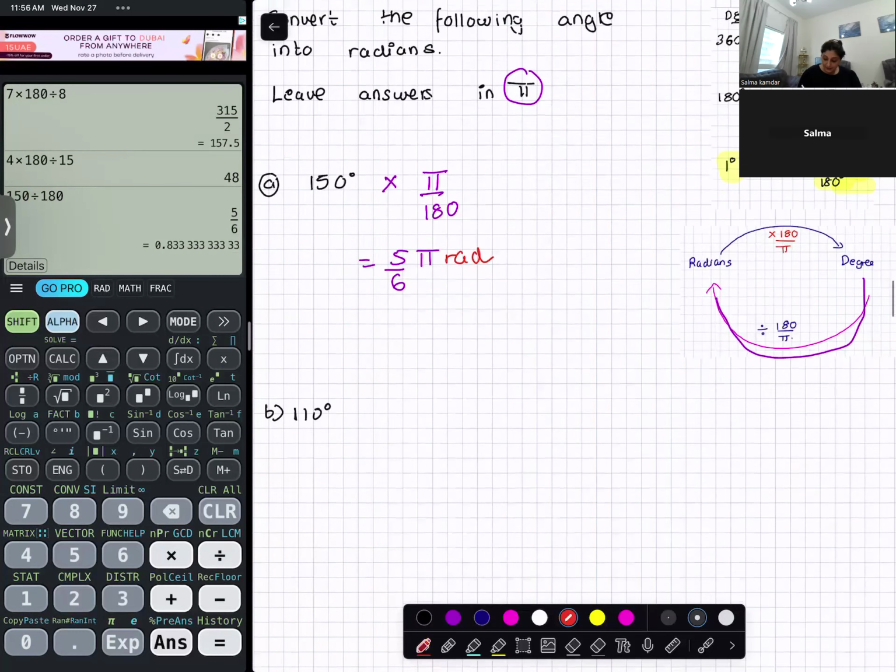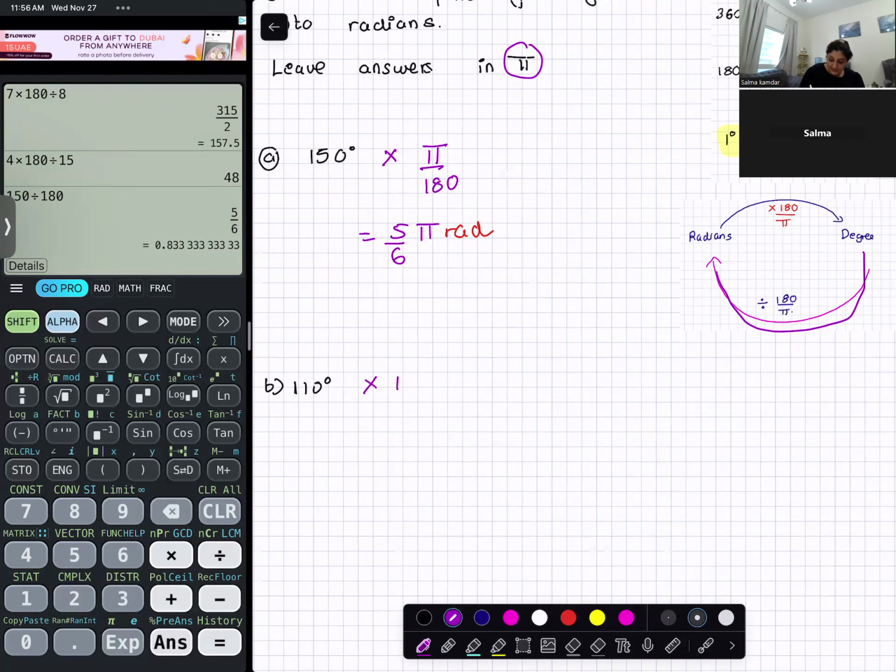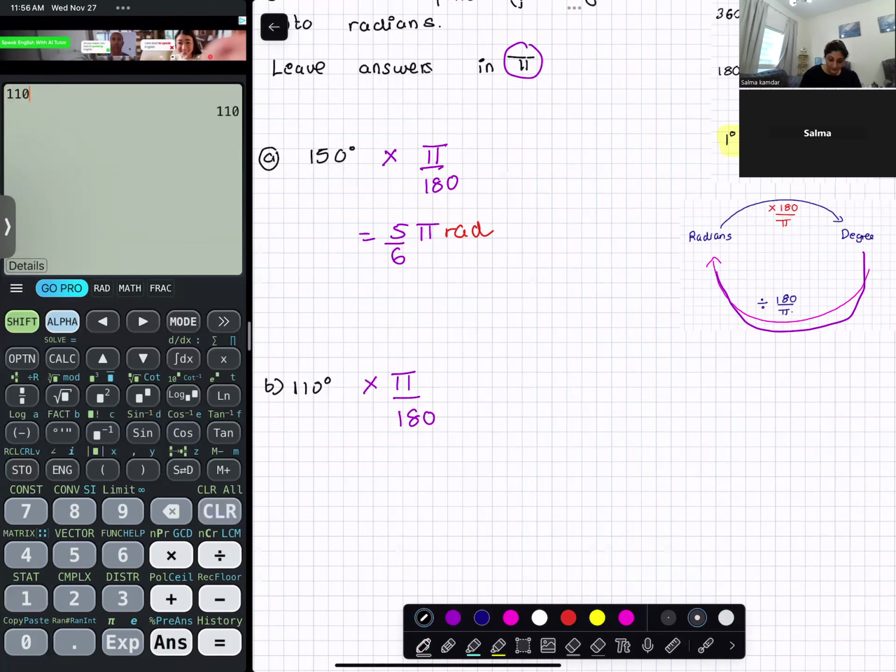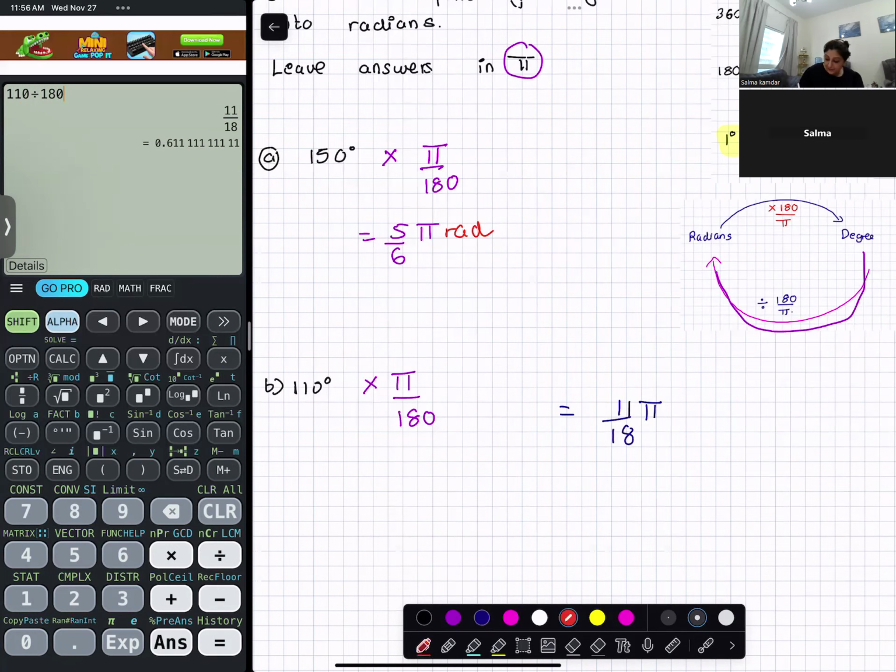Okay. What you're going to do, you're going to multiply by pi over 180. You want to leave the answer in pi. And to convert the degree into rad, you're going to divide by 180 over pi or multiply by the reciprocal of it, leaving the answer in pi. So you have 110 divided by 180. So it's going to be 11 over 18 pi. Don't forget to put the rad.